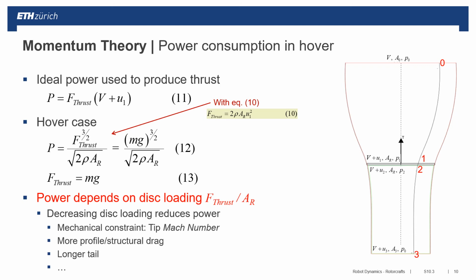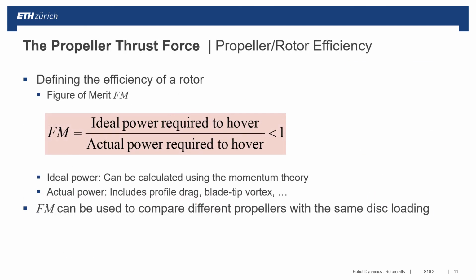Additionally, of course, you are limited by the surface, the profile structure and the drag, and there are some additional influences, and of course also the length of the tail. The bigger the rotor diameter becomes, the more bulky the whole helicopter will be. The thrust force we just calculated using the momentum theory is of course an ideal thrust force.